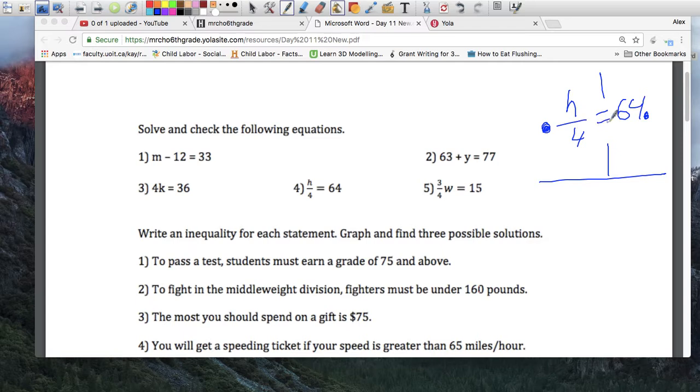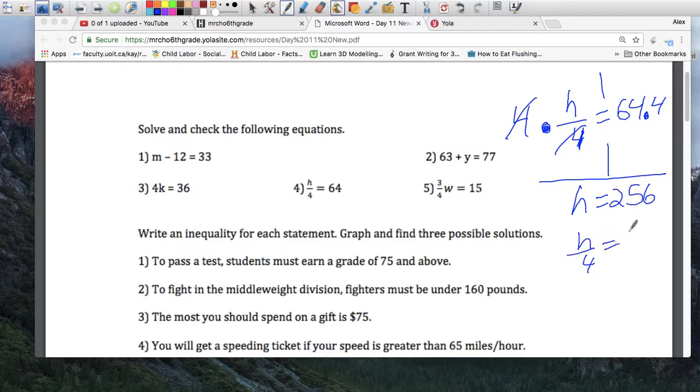And we multiply it by the 4 here, right? We want to get rid of the denominator. So I'm going to multiply it by a whole number 4. So this 4 at the bottom and this 4 at the bottom will equal 1. So again, I'm left with 1h, or just simply h. On this side, I multiply the left by 4, and I multiply the right by 4, and 64 times 4 is 256. Let's see if that's true.